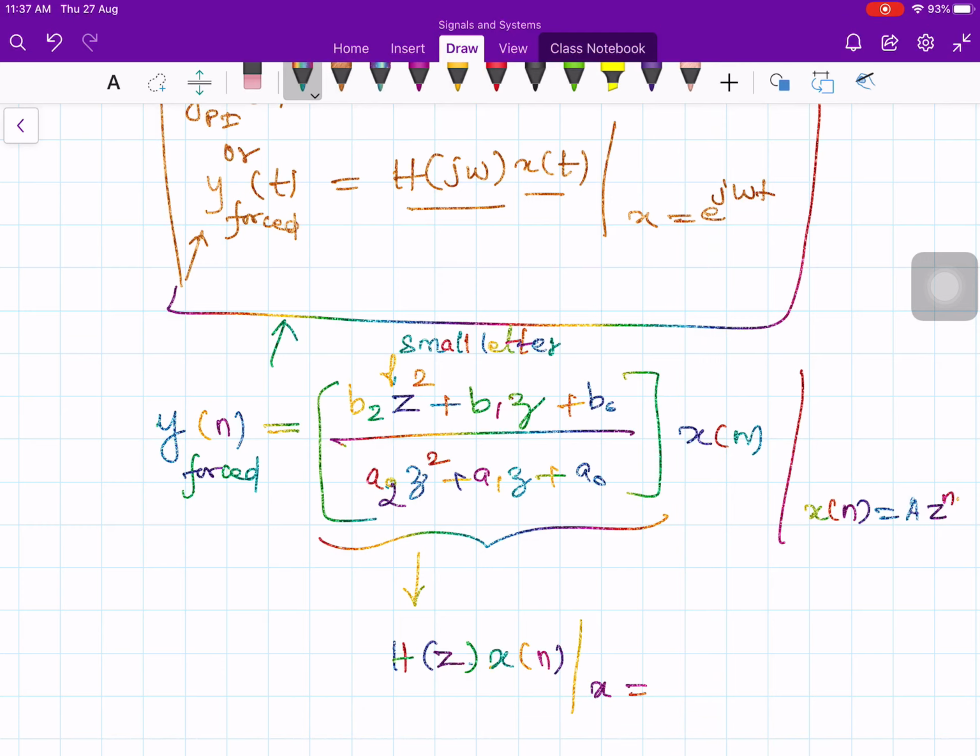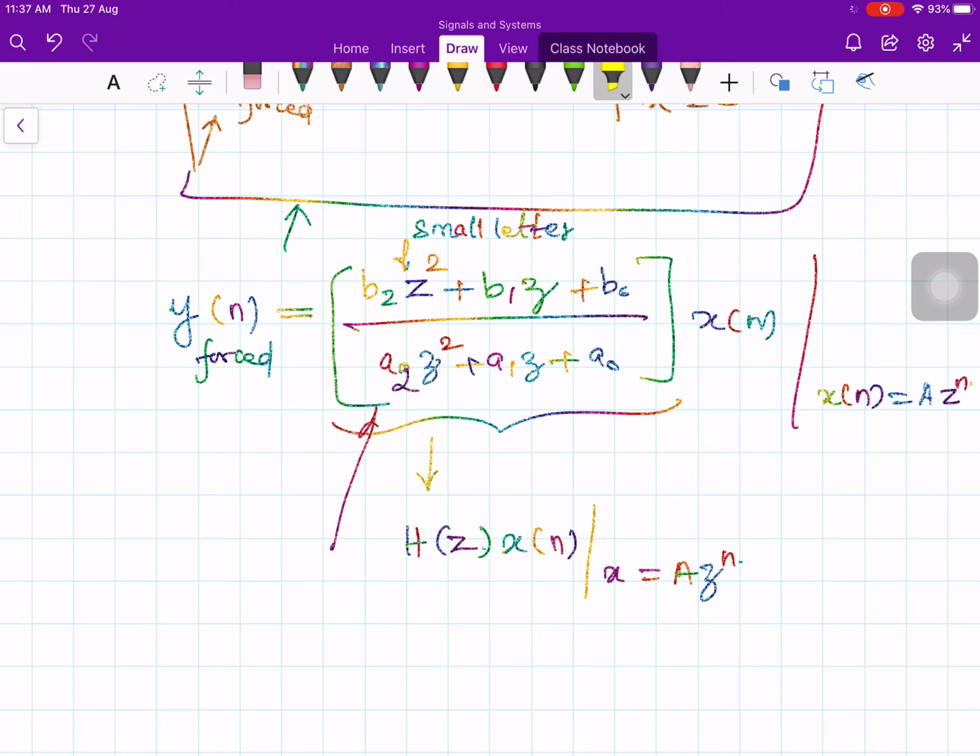Okay, so just in the same way as we had in the continuous case. From these coefficients, what coefficients do we have here? b2 is the coefficient of z squared, b1, b naught, then a2, a1, a naught. From these coefficients you form the polynomial.